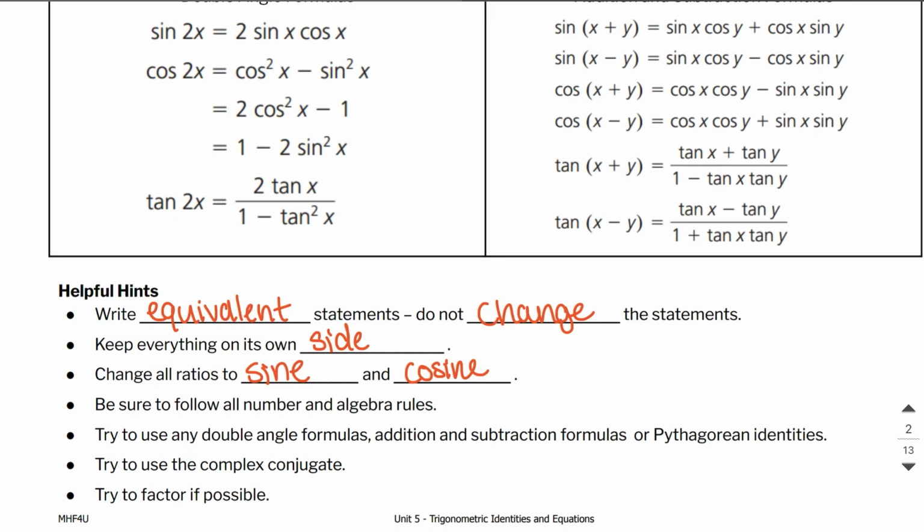The double angle formulas and addition and subtraction formulas, don't worry about that right now, but the Pythagorean identities are very important. So remember sine squared plus cosine squared equals 1, and all the other identities derive from that. Use the conjugate, like the complex conjugate, but it should just be use the conjugate, and then try to factor if possible.